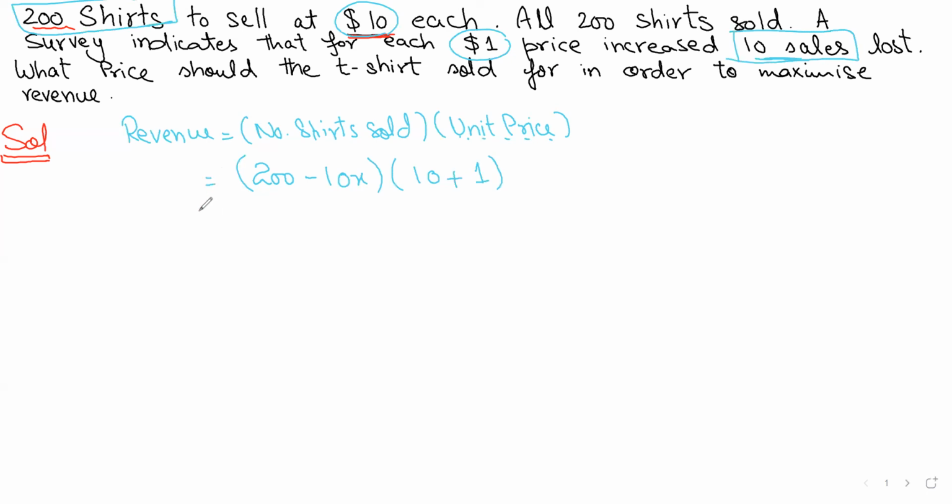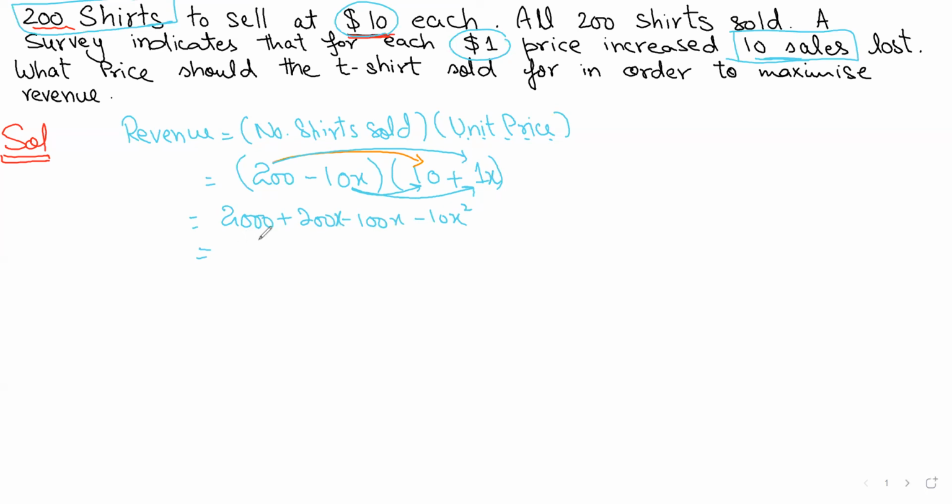So when I expand it, it will become 200 times 10 is 2000. Then 200 times 1 is 200. Then negative 10x times 10 is minus 100x. Negative 10x times 1 is negative 10x. And my bad, I just forgot one thing. It's a $1 increase in price, so I'm going to write x here because I have to find it out. So it will become 10x squared here and x here.